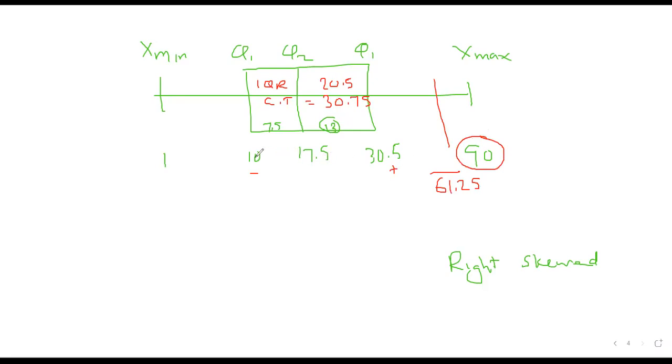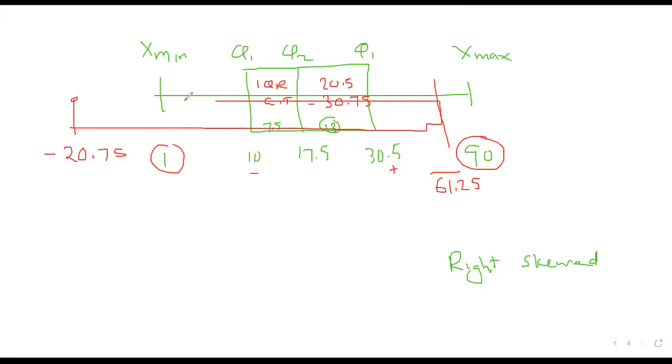Then from the 10, we subtract 30.75. So we're going to get negative 20.75. So meaning this one has survived. It's inside. It's like we're placing a rule. We'll see which numbers will be outside this range.